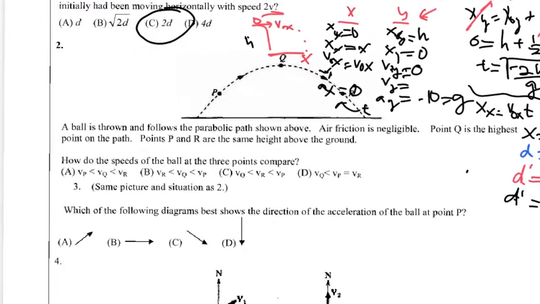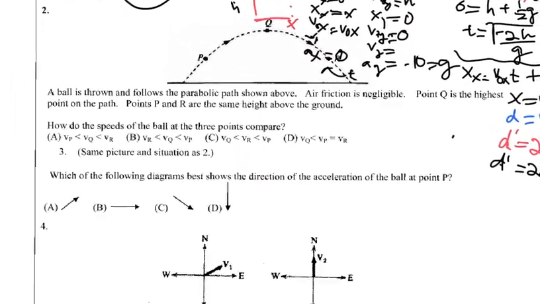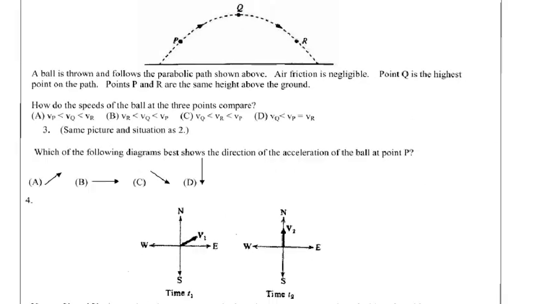Alright, so number 2 and number 3 are about the same picture. In number 2, we have this ball, and we want to compare the size of the velocity as it flies through the air at points P, Q, and R. If it's asking about the size of the velocity, and we have a velocity that is not straight up and down or straight side to side, it's asking about the hypotenuse of our velocity vector. Technically that's the length of the vector, that's the total velocity.